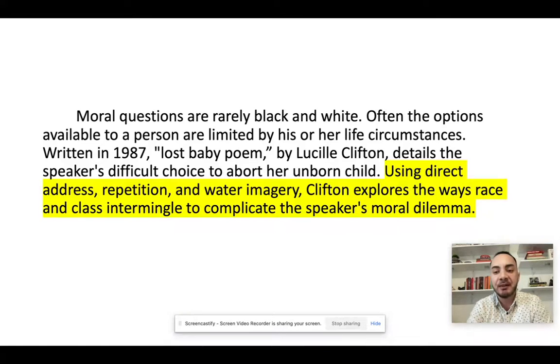Our thesis statement reads, "Using direct address, repetition, and water imagery, Clifton explores the ways race and class intermingle to complicate the speaker's moral dilemma." The thesis is one of the most important pieces of the essay because it provides a bit of a roadmap both to the reader and the writer so that we know where we're going. We know that all of the main topics that are mentioned in the thesis are going to be elaborated on and developed throughout the body.